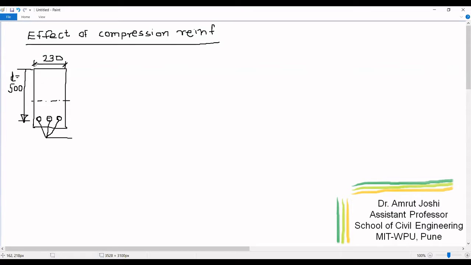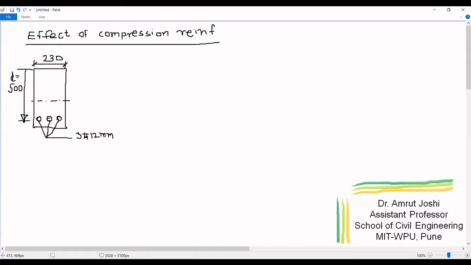So let us say we have a beam of effective cross section 230 by 500 mm. Again, by effective cross section I mean the depth that I am prescribing is effective depth and not overall depth. So let us say we have a beam of cross section 230 mm by 500 mm and it is reinforced with 3 bars of 12 mm diameter on tension side.